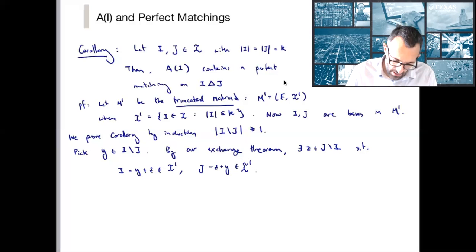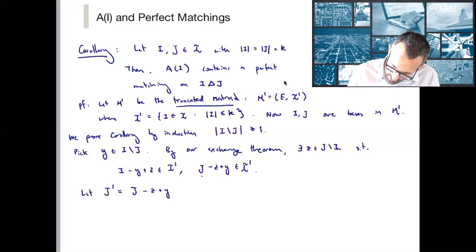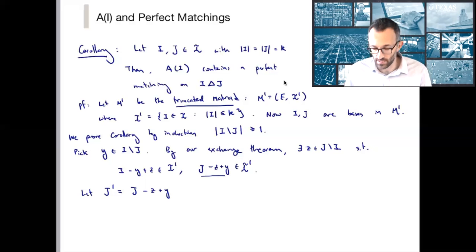And now let's let J' equal J minus z plus y. In other words, this thing here. And now we can apply our inductive hypothesis, because now I and J' have the number of elements that are in I but not in J' being 1 less than the number of elements in I but not in J. So we can apply our inductive hypothesis.